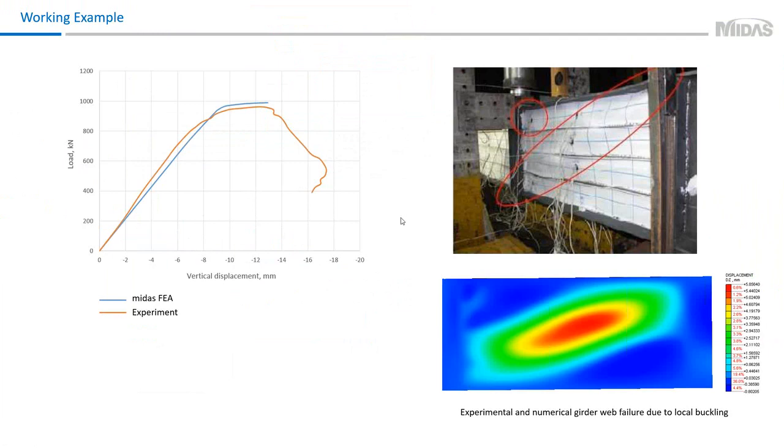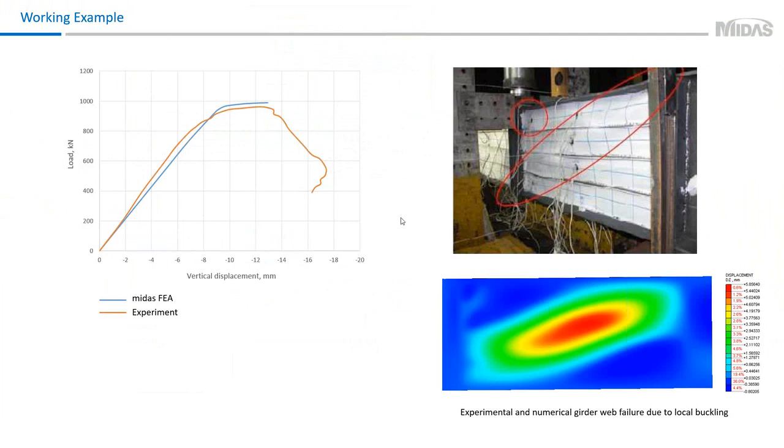The question: you mentioned that for a steel girder it is suitable to use shell elements to create the model. So my question is, is it suitable to model the space map using only 3D solid elements? And is that possible in Midas FEA?